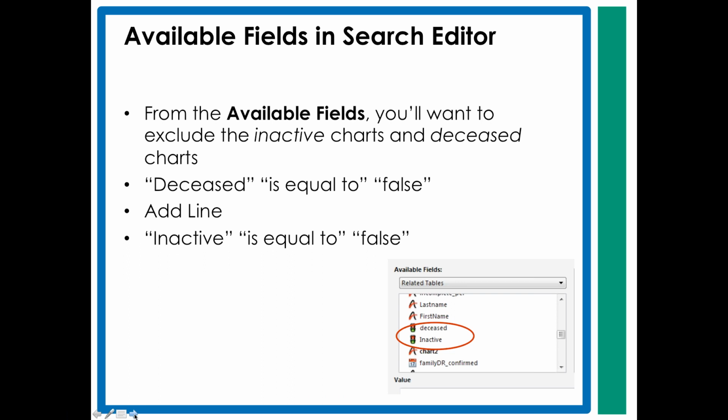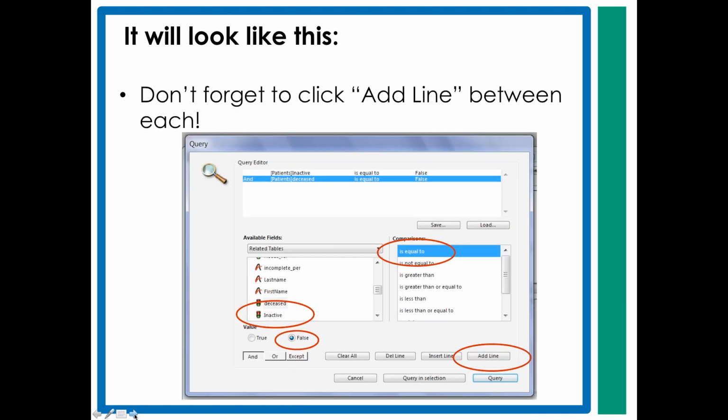Because what we wanted to do off the bat is when we did our panel searches, we wanted to make sure that we didn't have any of the deceased or inactive patients. So for every search that we did, we needed to actually get rid of them. And so we selected deceased, and then we said that that's equal to false, and then we add a line, and then we say inactive, and that's equal to false. And I'll show you on the next slide what that looks like.